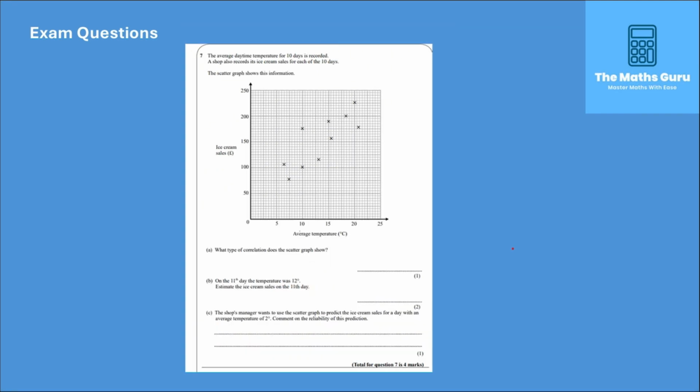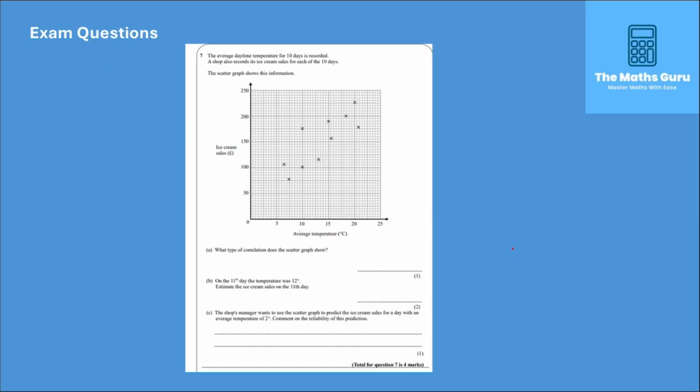Okay, moving on to the last question today. I think, yep, last question today. The average daytime temperature for 10 days is recorded. A shop also records its ice cream sales for each of the 10 days. And the scatter graph shows the information. So ice cream sales on the y-axis, average temperature on the x-axis. What type of correlation does the graph show?